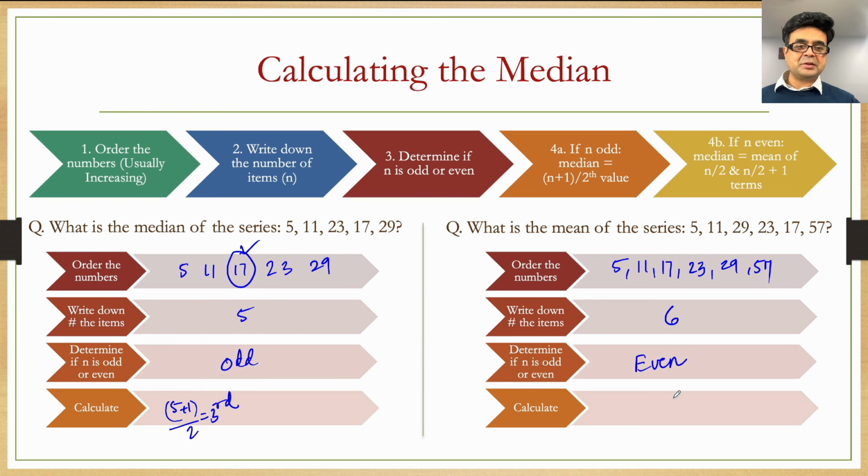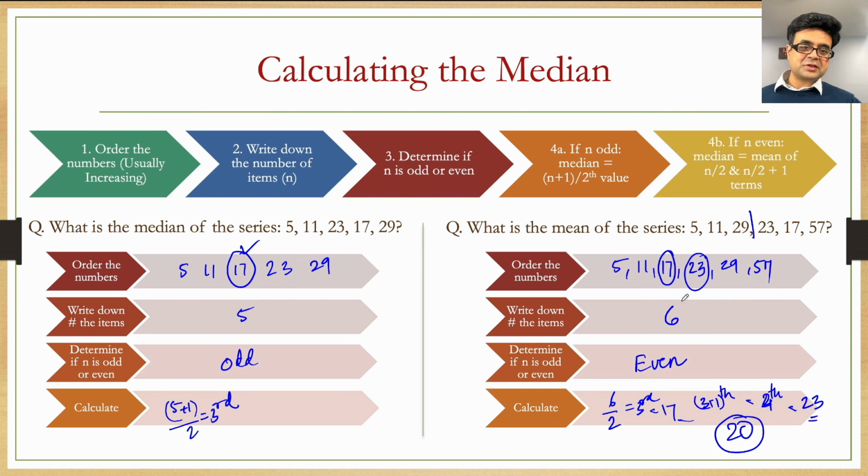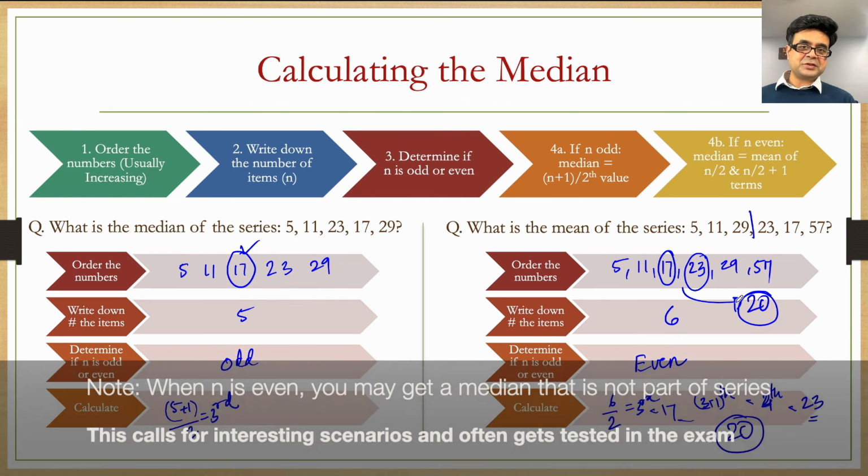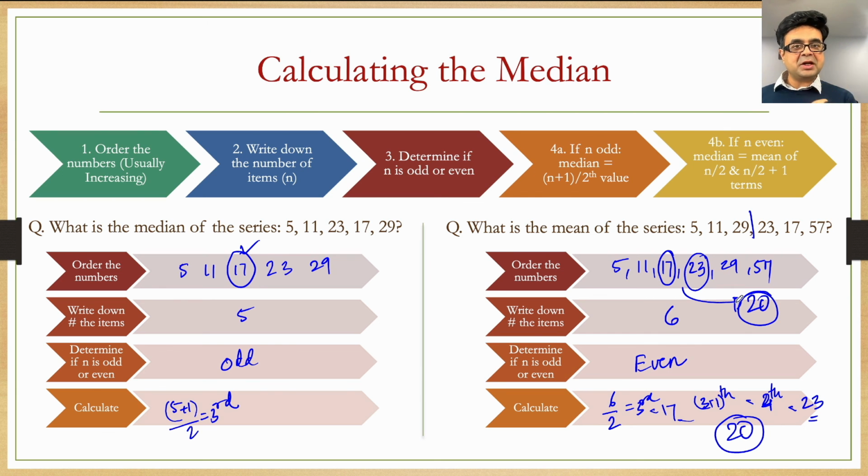So now we have to calculate the median, and the median would be the n by 2, which is 6 by 2, the third number in the sequence, which is 17, and n by 2 plus 1, which is 3 plus 1, the fourth number in the series, 23, and we have to take an average of 17 and 23. 17 plus 23 is 40, and 40 divided by 2 is 20. So the average of these two numbers is 20. So my median for this series would be 20. As you can clearly see, the median doesn't always have to be part of the series. However, it will always be the middle number of the series.